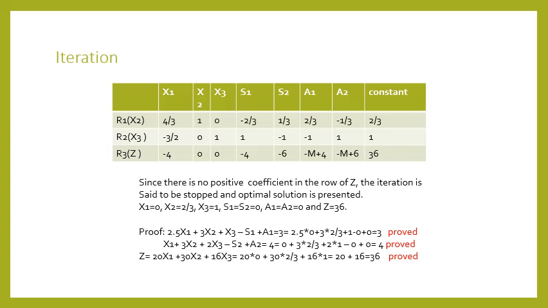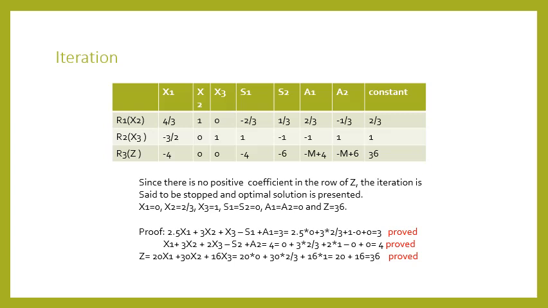An optimal solution is presented where x1 equal 0, there is no x1, x2 equal 2 over 3, x3 equal 1, and s1 equal s2 equal 0, A1 equal A2 equal 0, and Z equal 36.